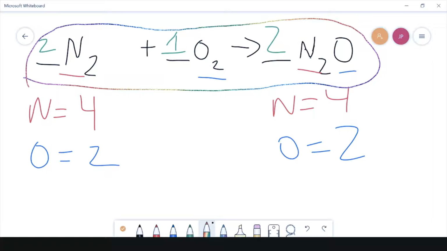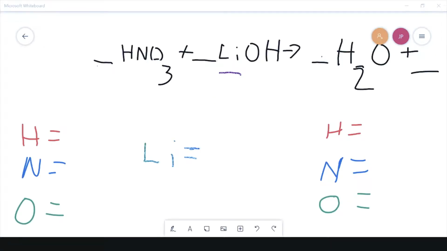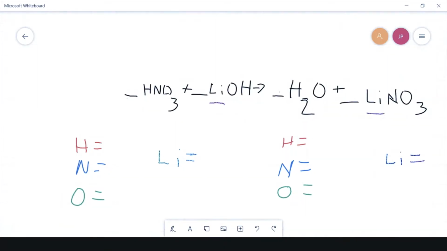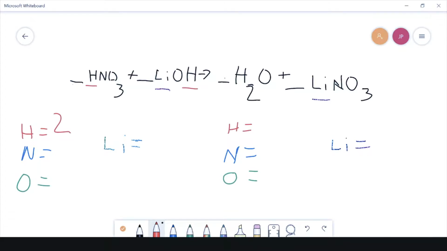Now we're going to go through and do number 1, because that one's a little bit more like the rest of them. So I'm going to go to what I have set up for number 1. First of all, we're going to figure out how many hydrogens, nitrogens, oxygens, and lithiums we have on each side. For hydrogens, we've got 1 there and 1 there, so we've got 2. And we've got 2 here, none there, so we've got 2.